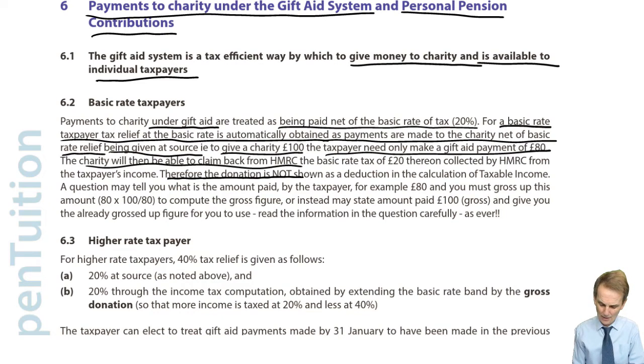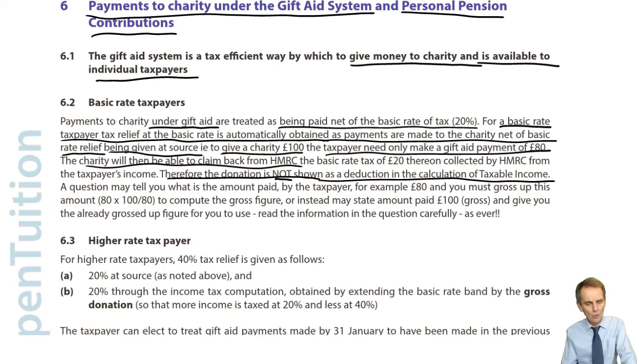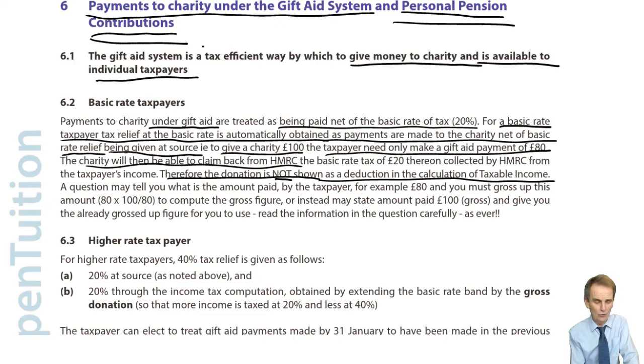Therefore, the donation is not shown as a deduction in the calculation of taxable income. You do not see on that pro forma computation any deduction for Gift Aid payment, nor indeed, because it's exactly the same system that works here, on personal pension contributions. They don't show on that income tax computation. They are not to be deducted. Instead, we've achieved basic rate relief at source by paying a net amount to the charity, or indeed, and probably with bigger numbers, into your personal pension scheme.